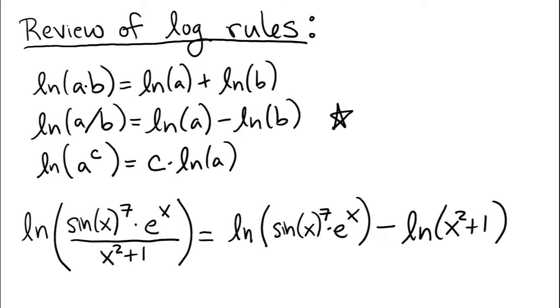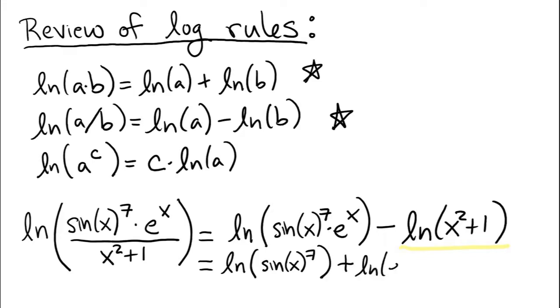And now, this term, ln of the thing on the bottom, is as simple as it gets. You cannot simplify across that plus sign. There's no log rule where there's a plus inside. So that term is done. The other term, however, is a product. We have a rule for products, so we can use that and get ln of the first thing, which is sine x raised to the 7th, plus ln of e to the x, and then minus that term that we're done with. We just have to carry it along with us, not changing it anymore.